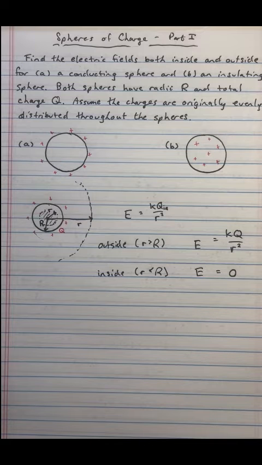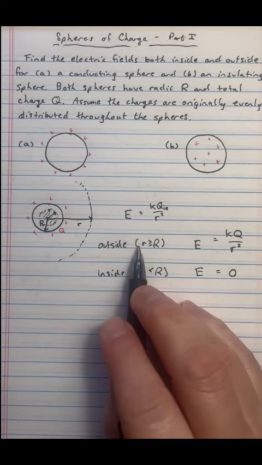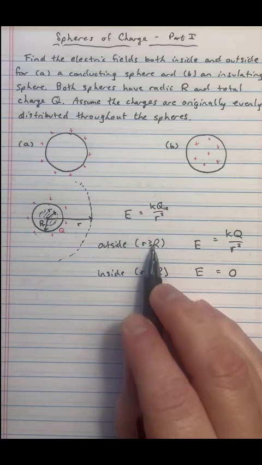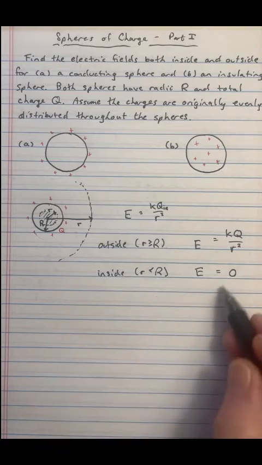Now, the surface of the sphere itself does have the charges on it, so we could officially make this statement like this, where little r is greater than or equal to the radius. In other words, since the charges are on the radius of the sphere, that also counts. So this is your result.